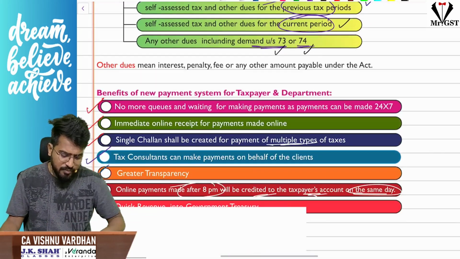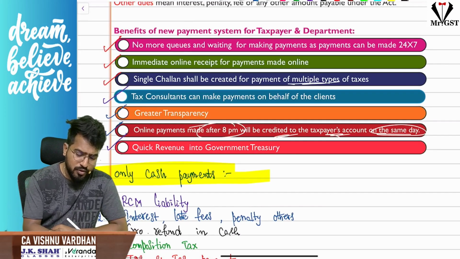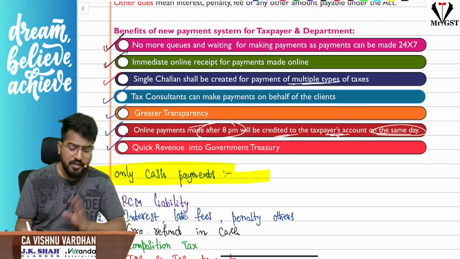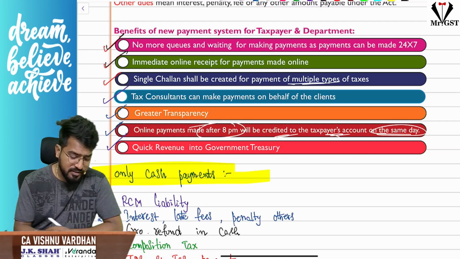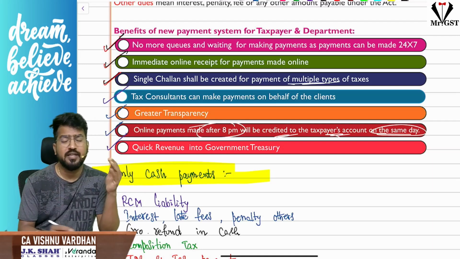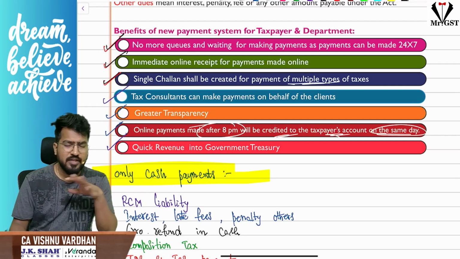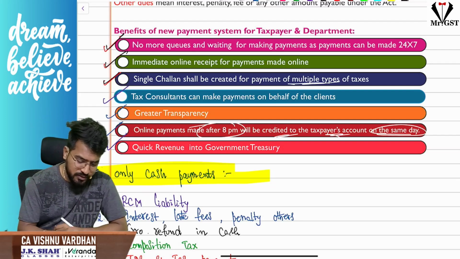And parallelly there are benefits of new payment system, all that stuff. You can just go through this. No more queues, no more waiting for making the payments, because payments can be made 24/7. Immediate online receipt, even if you buy something in Amazon, Flipkart also, online receipt immediately will be given. Single challan for making all the multiple taxes. No need to generate separate challan for CGST, SGST tax, interest, late fee, all that stuff. For all the taxes, one single challan will be sufficient.